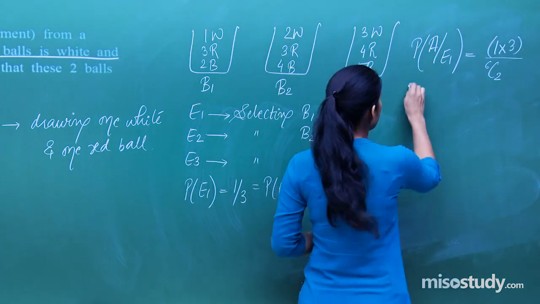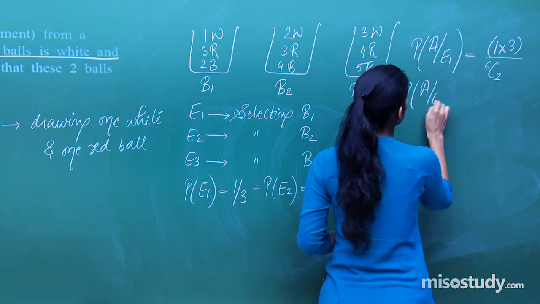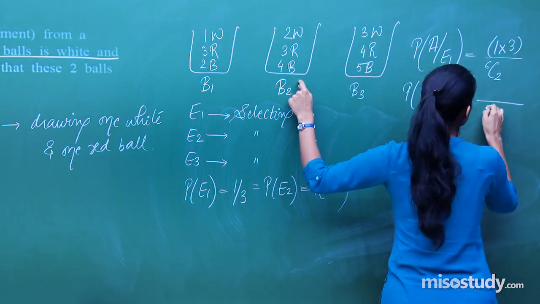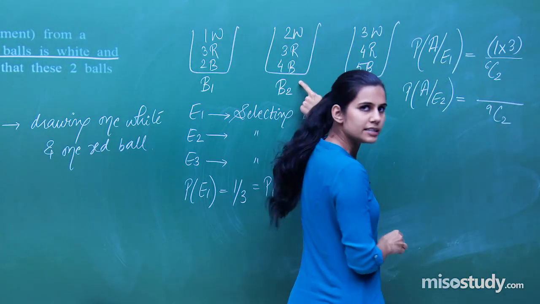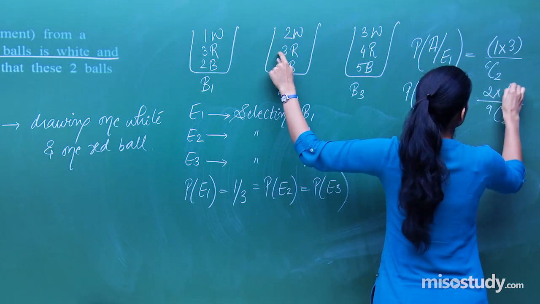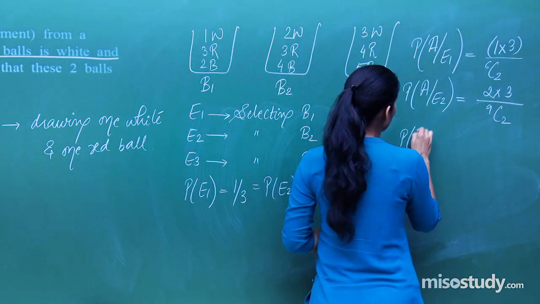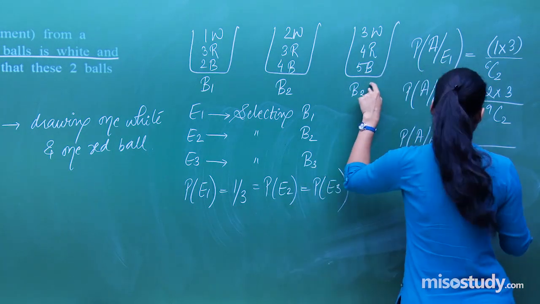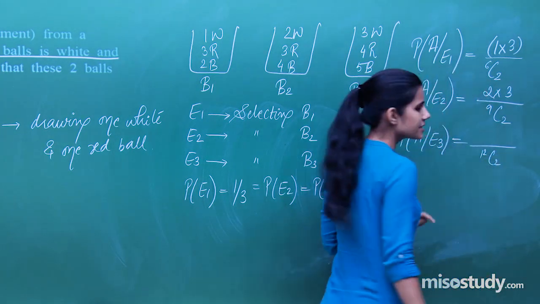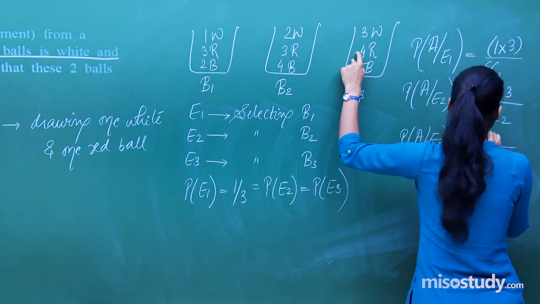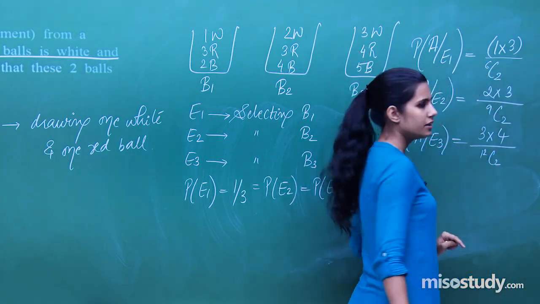Then similarly, one white and one red ball drawn from box 2. Total there are 9 balls. So out of 9, 2 balls we can select in these many ways. Then one white and one red, so 2 into 3. Similarly, probability of A by E3 will be what? How many total balls are there? 12. Out of 12, 2 balls can be selected in 12C2 ways. After this, I want one white and one red. So this is 3 into 4.